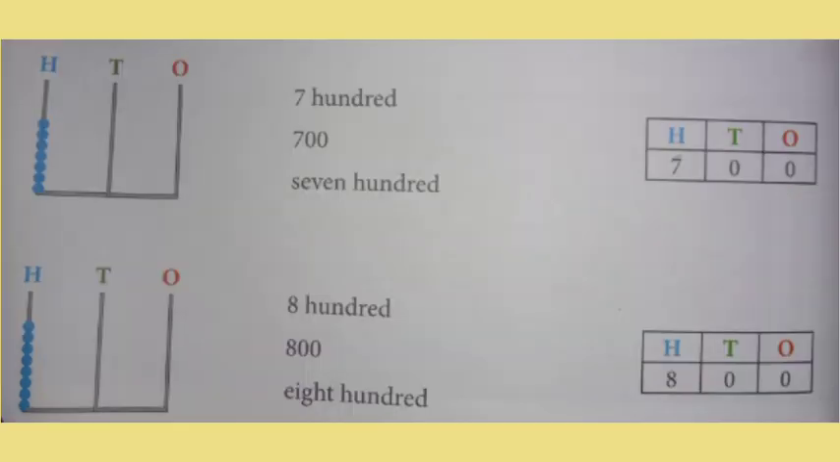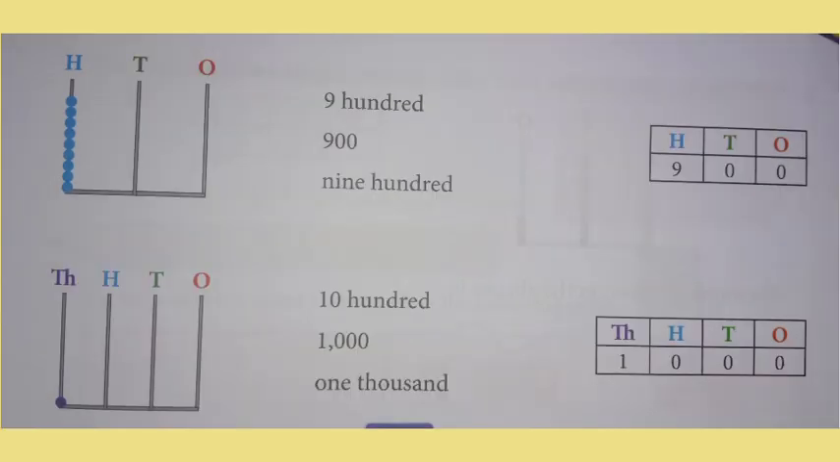Look at another picture here. In the abacus we have 8 beads in hundreds place, 0 beads in tens place and 0 beads in ones place. We can write it in words as 800. We can write it in numerals as 800. Look at the place value chart. We have 0 in ones place, 0 in tens place and 8 in hundreds place.